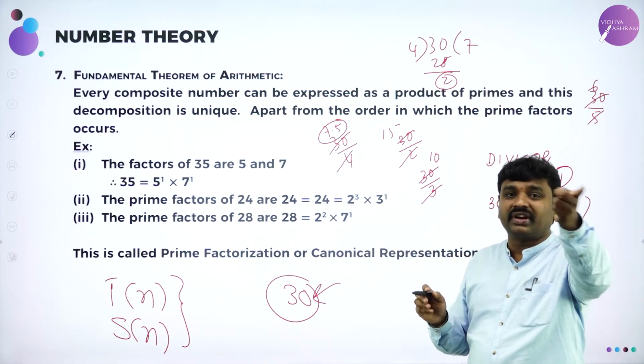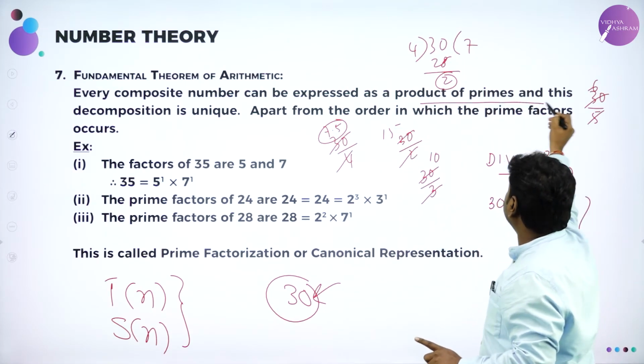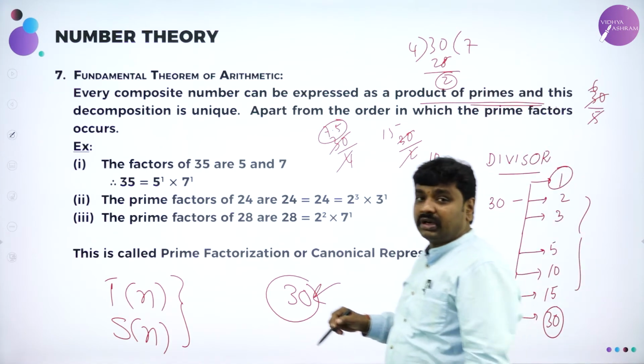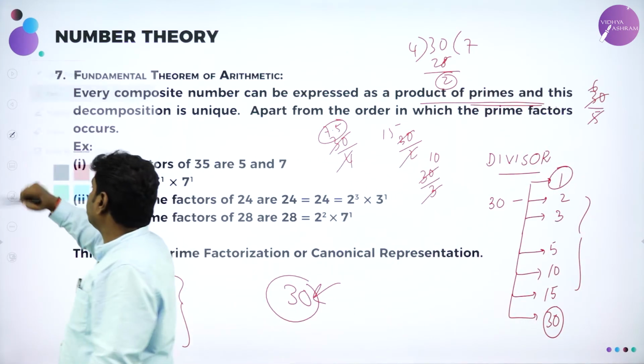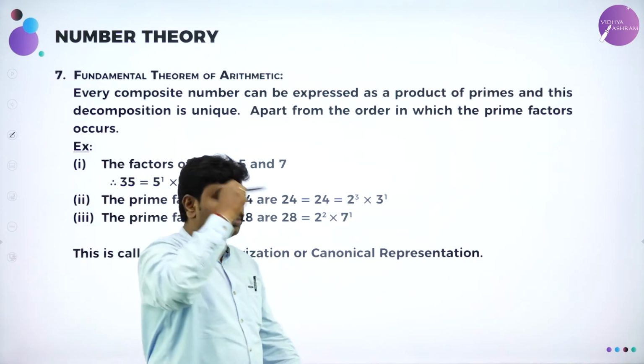Any composite number you can write in terms of what? A product of primes. And the decomposition is unique. Let me focus on this because this is the topic which you should be thorough with.